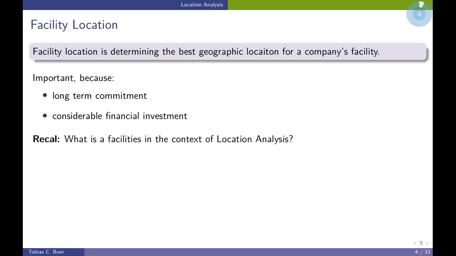Let's start with our first chapter, location analysis. In this lecture we are talking about locating facilities. And in the context of this lecture, facility location is determining the best geographic location for a company's facility. This decision is very important because for most businesses, this is a very long-term decision to be made. And in many cases, it is connected with a considerable financial investment.